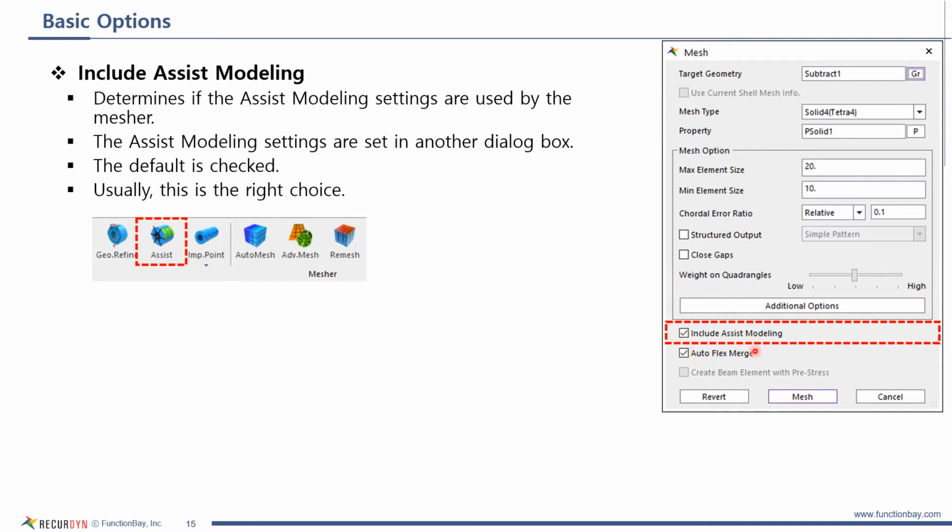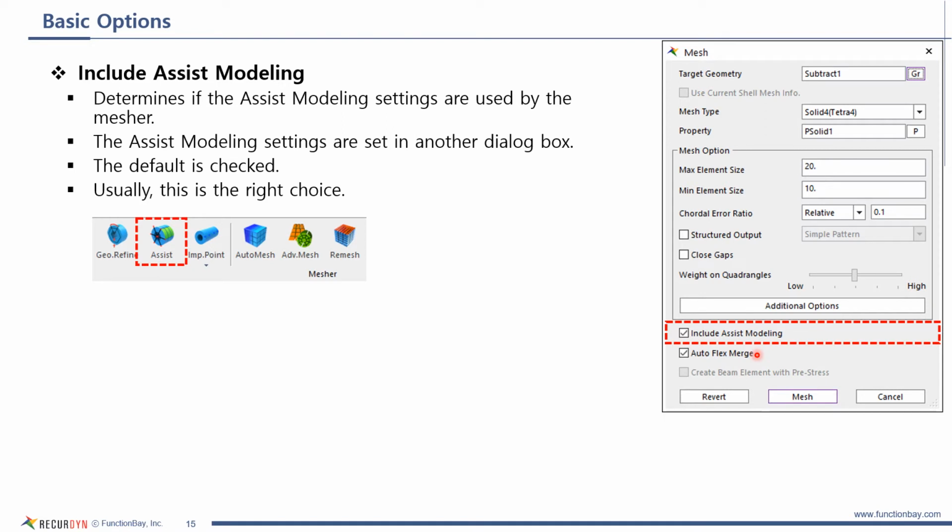Include Assist Modeling is an option that determines if the assist modeling settings are used by the mesher when creating a mesh. The geometry that is converted to a flexible body by the mesher can be a rigid body that is already part of a RecurDyn model. The body can have joints, force elements, and contacts attached to it already. The mesher has the ability to preserve those elements. If the elements are preserved, then after meshing, the newly created flexible body will still have these elements connected to it.